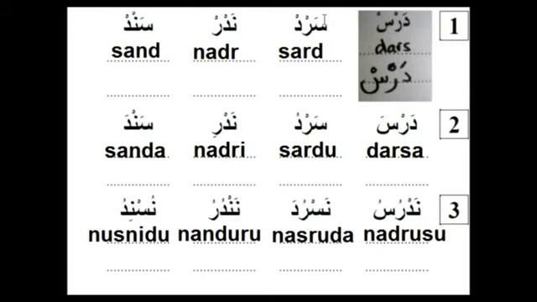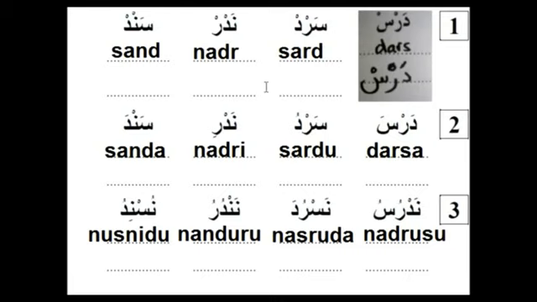But the sukun is just to show which letters do not have any short vowel on it. So it would be pronounced the same. Ra, da, same thing, no change. It's just to show there's no short vowel on it. So it's very basic, very simple.